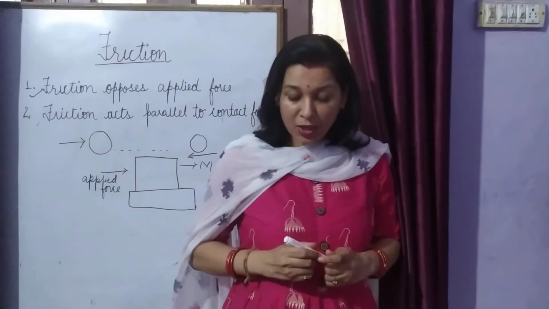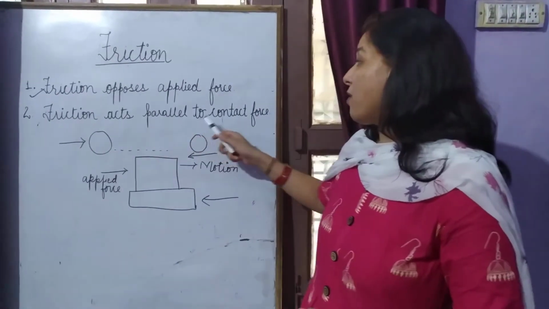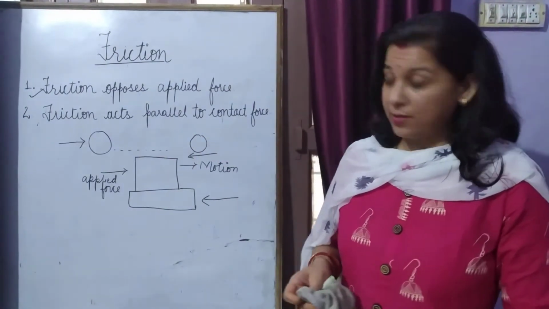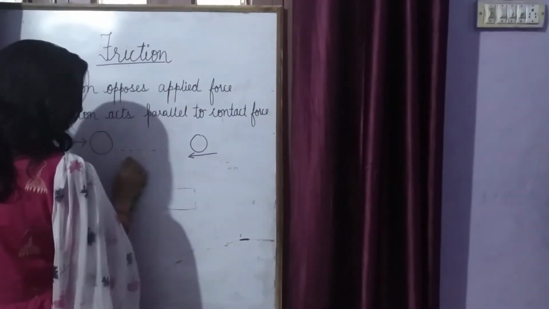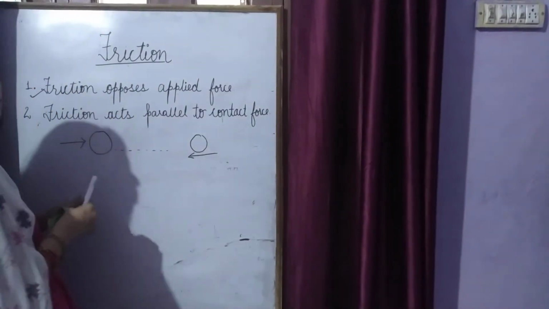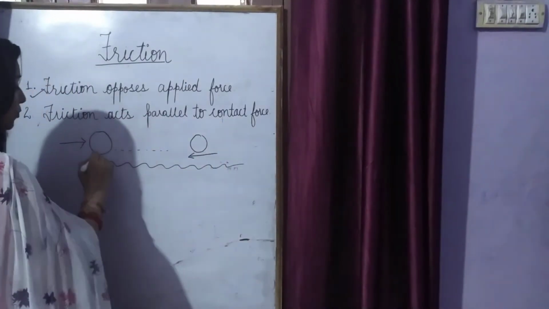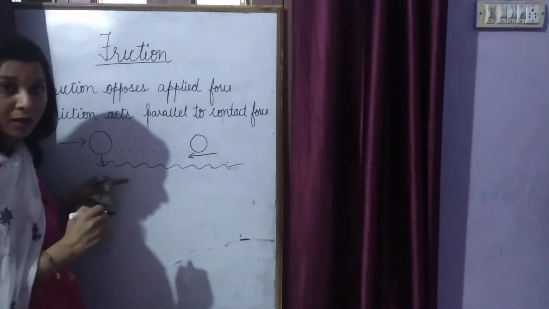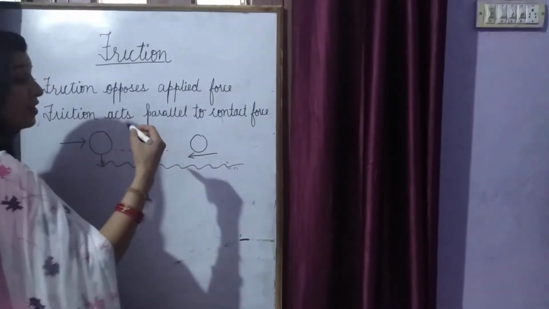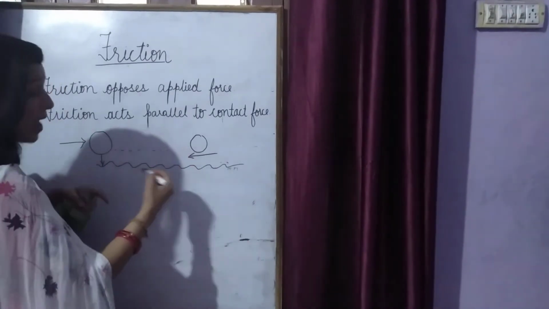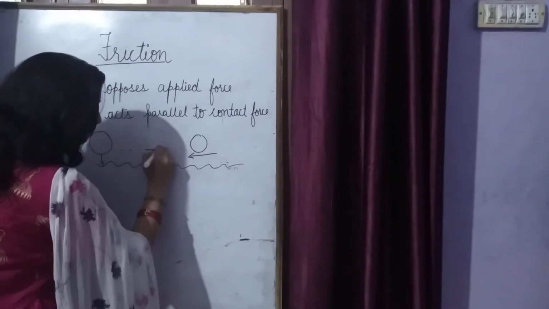Got it? Now, the second one is that friction acts parallel to the contact surface. What does it mean? Just take again the same example of this ball. Suppose this ball is rolling on the table. So this ball is in contact with this table. As we know, this is the applied force, this is the frictional force. So the frictional force is always parallel to the surface.